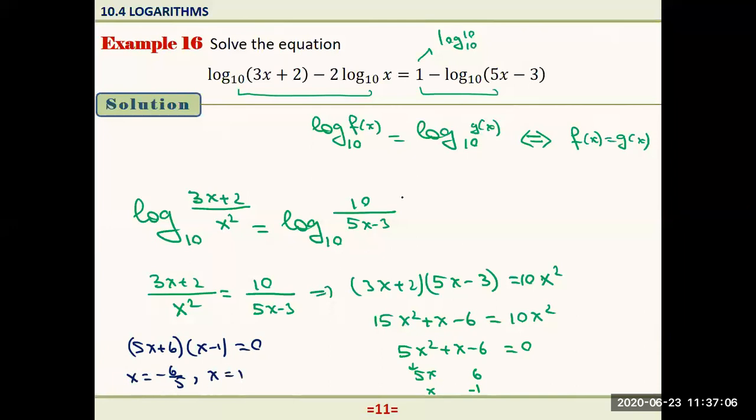But here we know that x should be positive, because the argument of a logarithm must be positive. So this answer is rejected. So x is equal to 1. That is the answer. The solution is x equals 1. When it's 1, we have no problem. Here it is positive, here we have 1, it is positive.